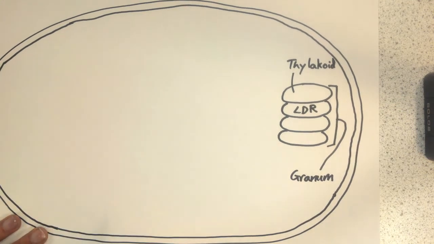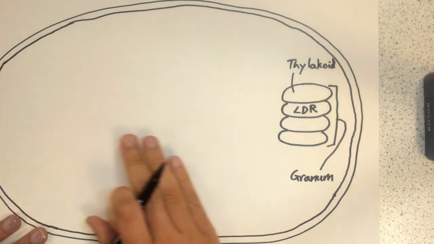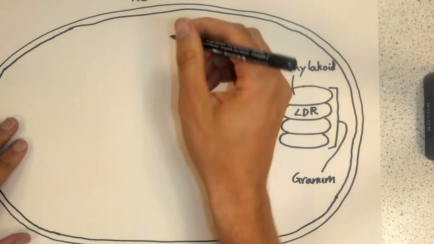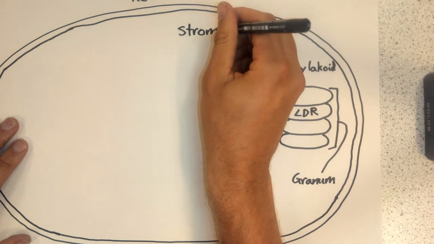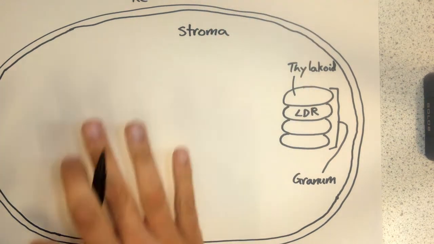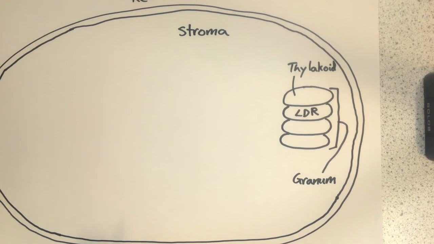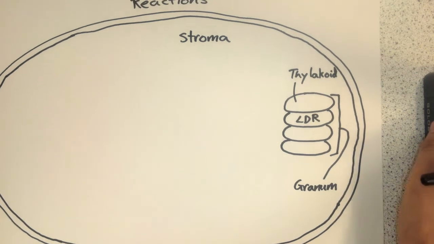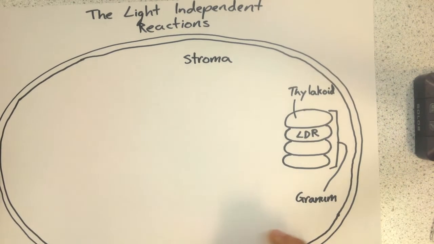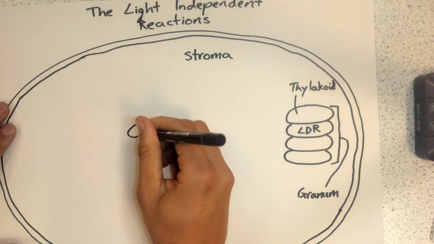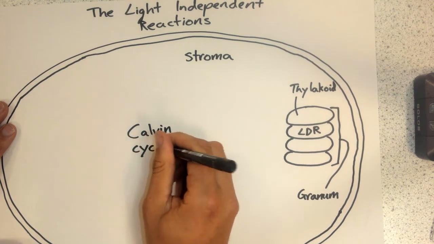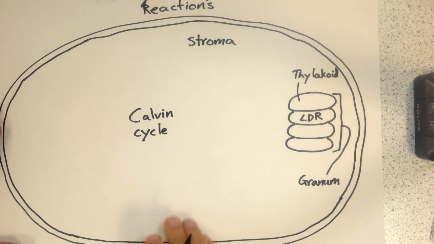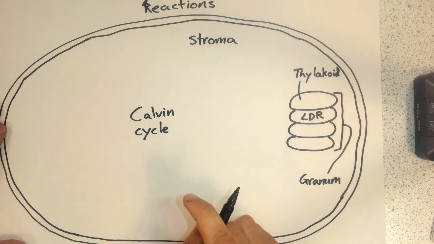The light-independent reactions take place in this liquid called the stroma. Think of it as being like the cytoplasm of the chloroplast. The series of reactions in the light-independent reactions are also called the Calvin cycle. This is a chain of reactions that happen in the stroma.